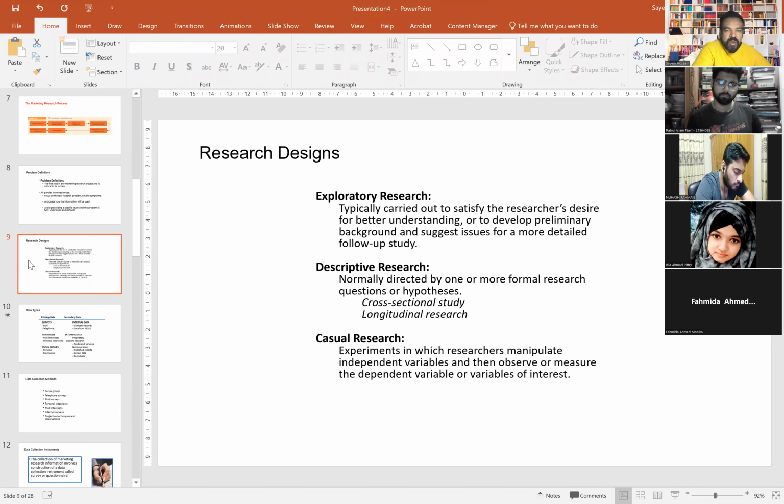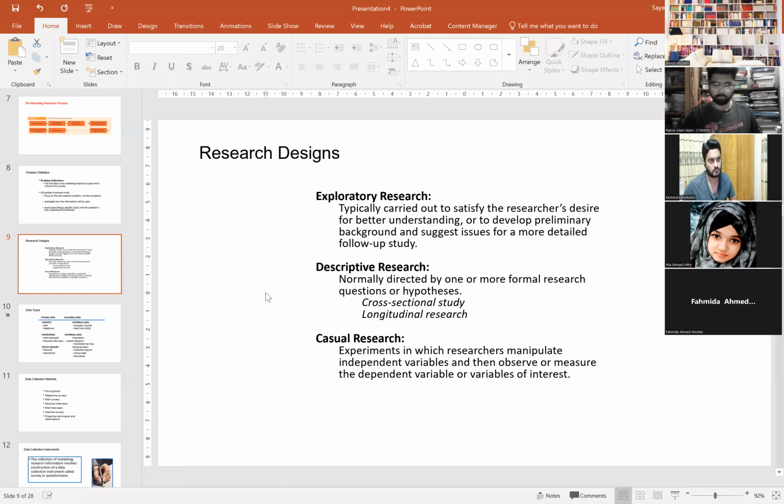The first one is known as exploratory research. These are quiz questions, by the way, giving hints for you. What is exploratory research? It is typically carried out to satisfy the researcher's desire for better understanding, or to develop preliminary background and suggest issues for a more detailed follow-up study. So you may just rest on one or two keywords here.